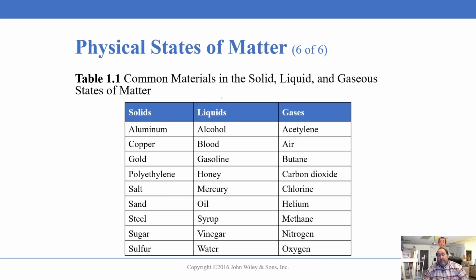Here are some common materials that are solid, liquid, and gas, and it's a table from your book. So as you can see, aluminum, copper, gold. We've got alcohol, gasoline, oil, some air, butane, as I mentioned before, methane, nitrogen, and oxygen.